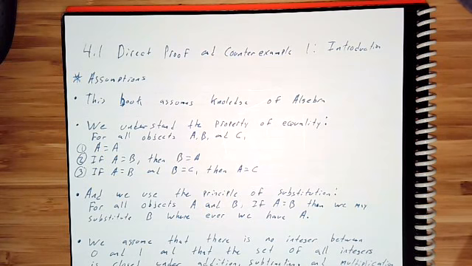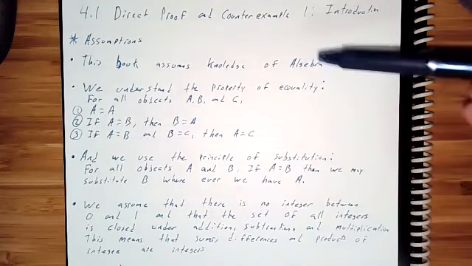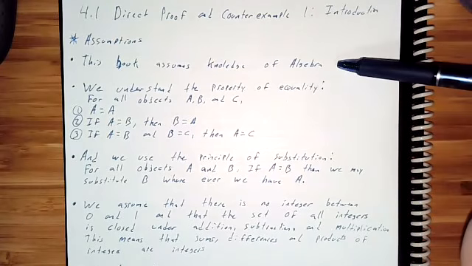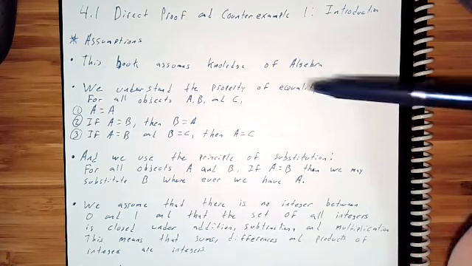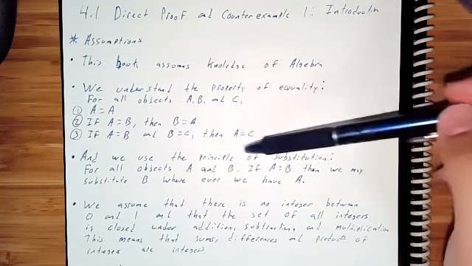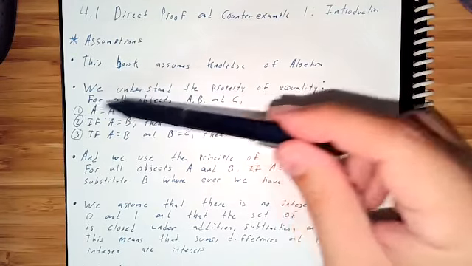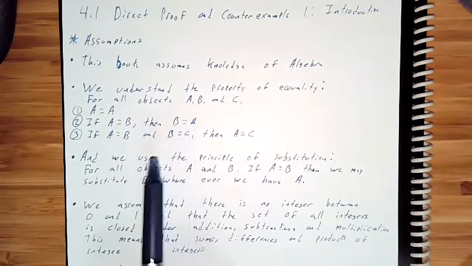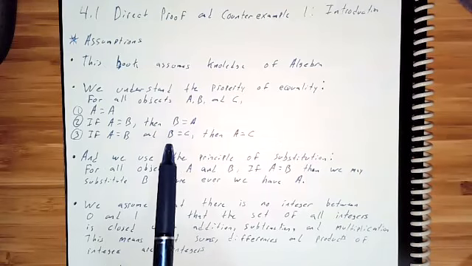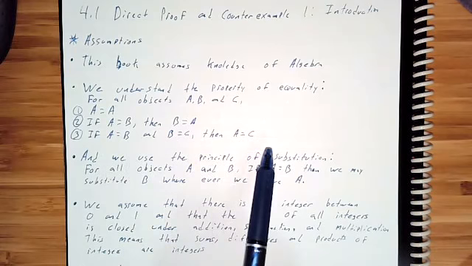But right now, the assumption that this book makes when it comes to proofs is that this book assumes you have knowledge of algebra. So just the basic, like all the laws of algebra are assumed. Next thing is we understand that the property of equality for all objects A, B, and C, the following are true. So that you understand that if A is equal to A, that these are completely equal. We also know that if A is equal to B, that means B is equal to A. Number three, if A is equal to B and B is equal to C, then A is equal to C. So this is transitivity, right?